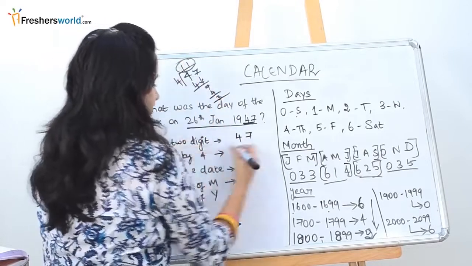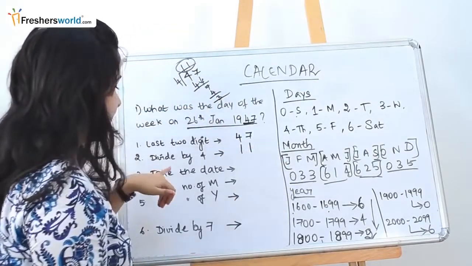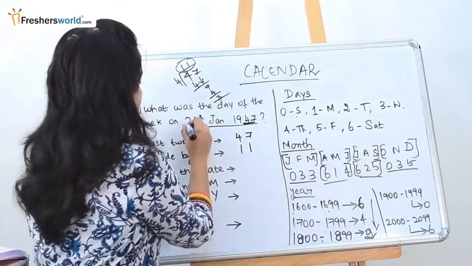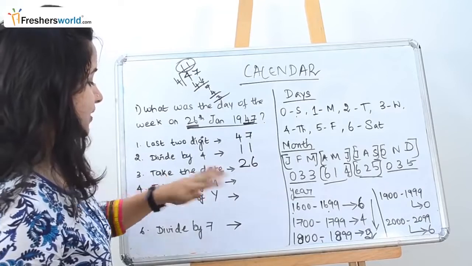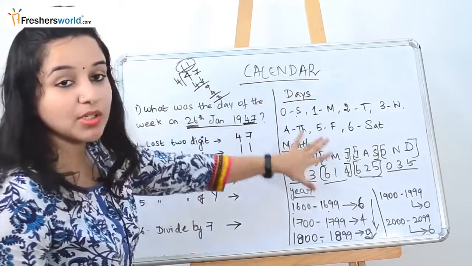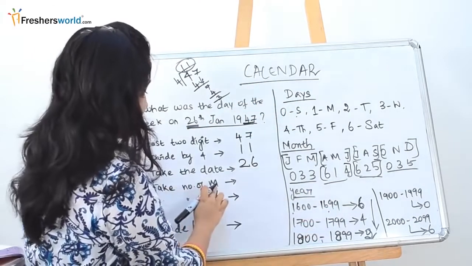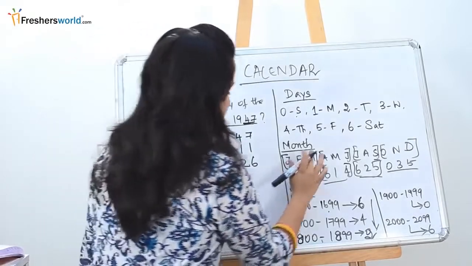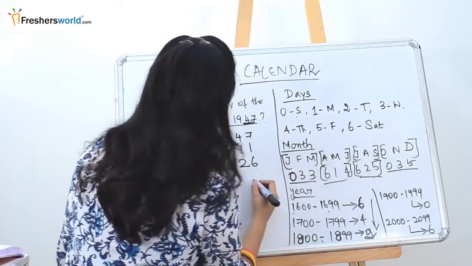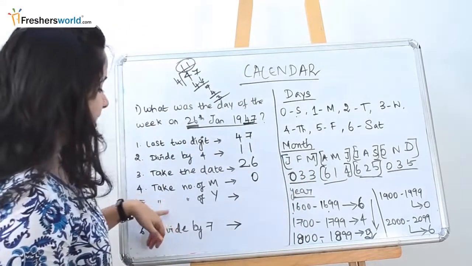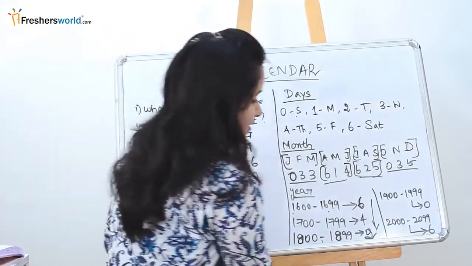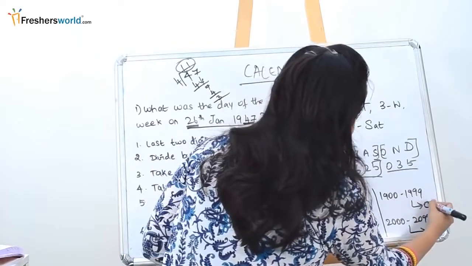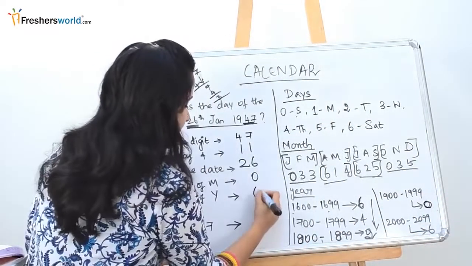Take your quotient. Next, take the date. The date is nothing but 26th. Next, take the number of the month. What is the month? Jan. Jan is nothing but 0. So we take 0 here. Next, take the number of the year. The year is 1947. So 1900 to 1999, which is also 0 here. So we take it as 0.